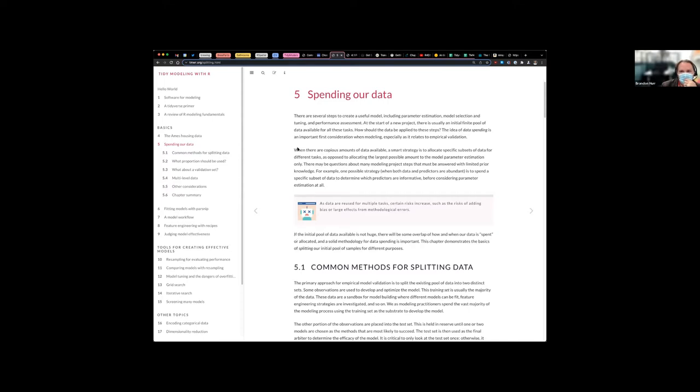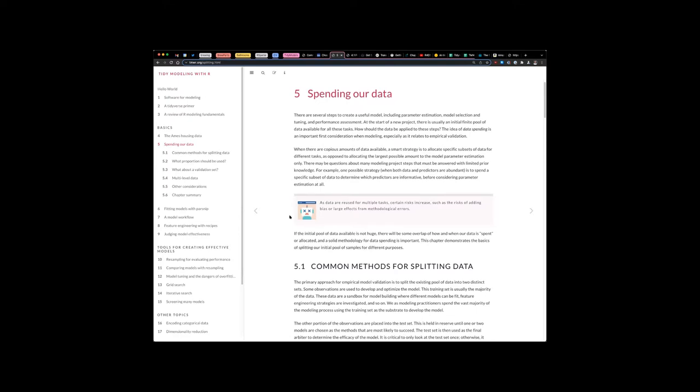I think you all were talking about it a second ago, when they're talking about spending our data, it has to do with creating the test and validation sets, or having enough data to spend to create a model. Yeah, how you would split it. You have to keep them separated. So you can use so much for validation, so much for testing, so much for training.